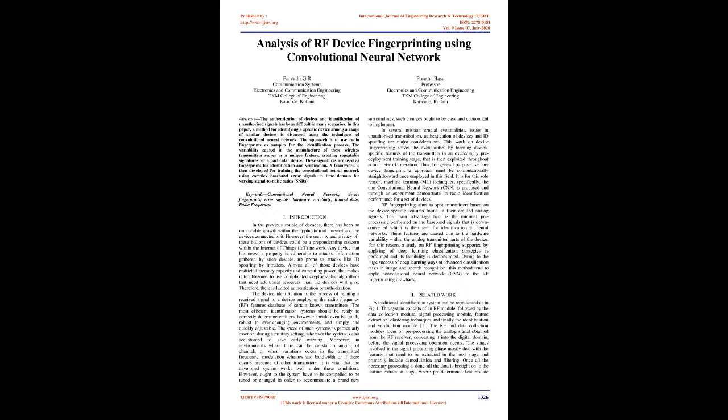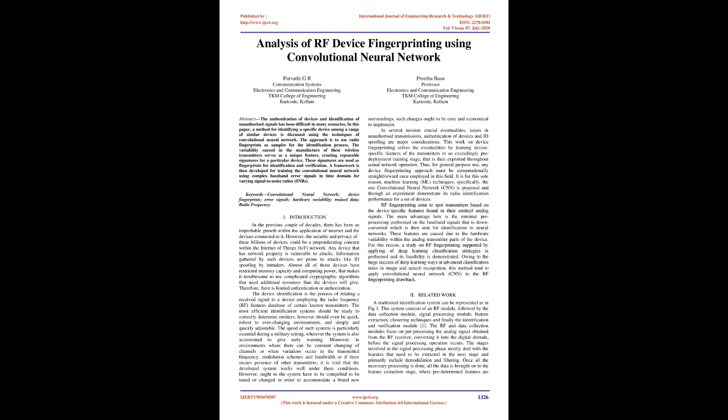In several mission-critical scenarios, issues in unauthorized transmissions, authentication of devices and ID spoofing are major concerns. This work on device fingerprinting solves these scenarios by learning device-specific features of the transmitters in a pre-deployment training stage, which is then exploited throughout actual network operation. Thus, for general purpose use, any device fingerprinting approach must be computationally straightforward when employed in this field. It is for this sole reason that machine learning, ML, techniques, specifically the convolutional neural network, CNN, is proposed, and through an experiment its radio identification performance is demonstrated for a set of devices.